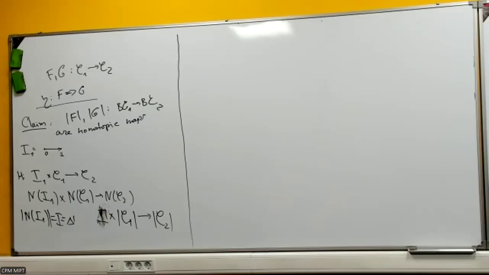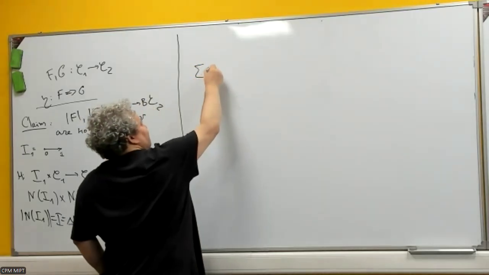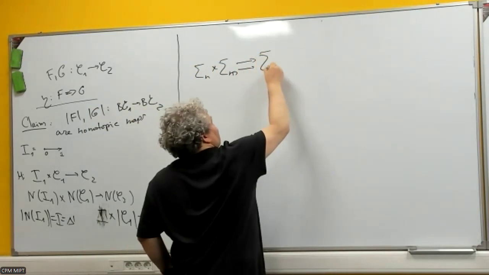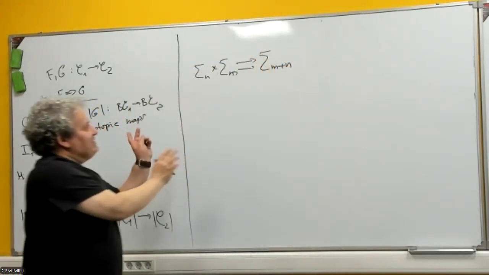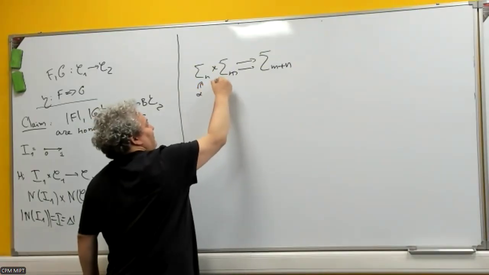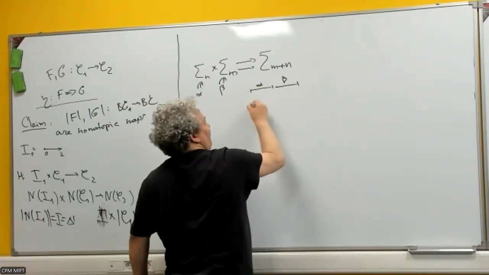So anyway, how can we use it? For example, we have Sigma_n and Sigma_m, and we have actually two functors to Sigma_{m+n}, where on objects we can put them in the correct order. So if alpha is here and beta is here, then we could put either alpha beta or beta alpha.